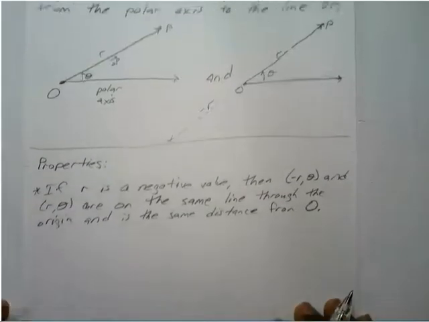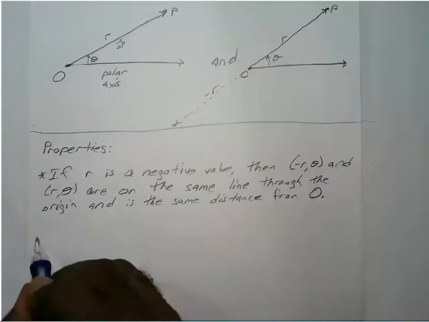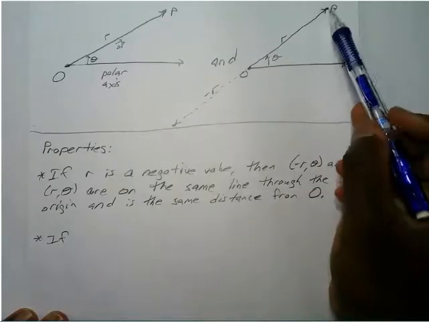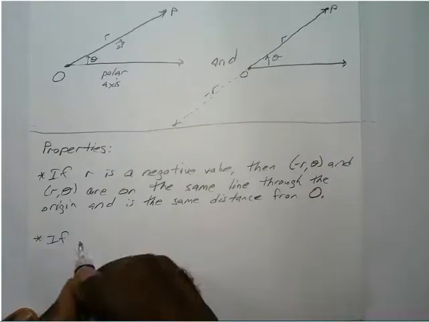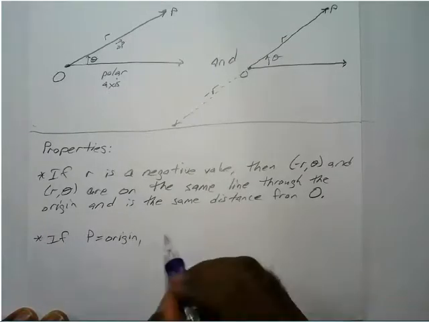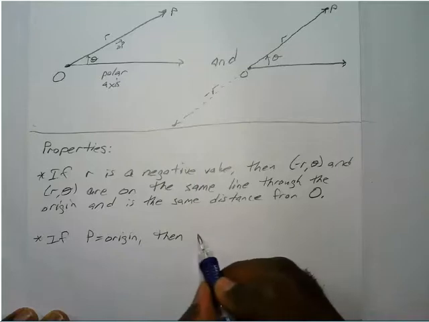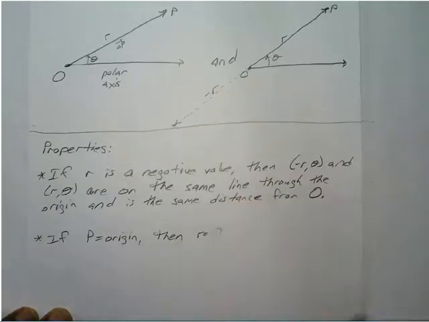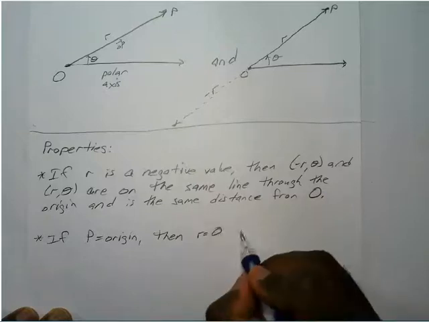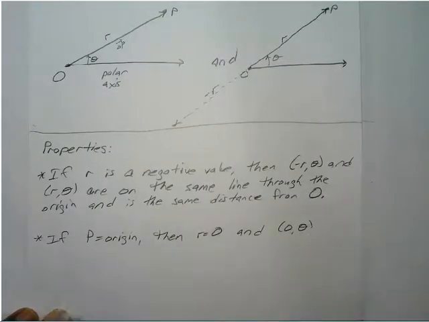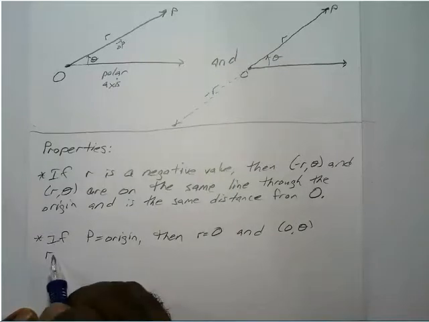Okay, so let's look at another property. Let's say your point P, that's right here, is equal to the origin. Then r is equal to 0, and (0, theta) represents the pole.